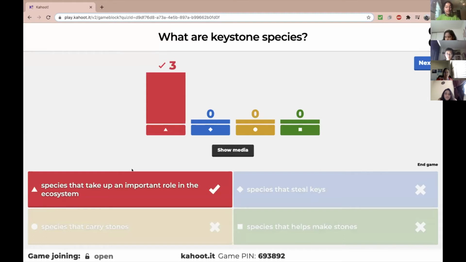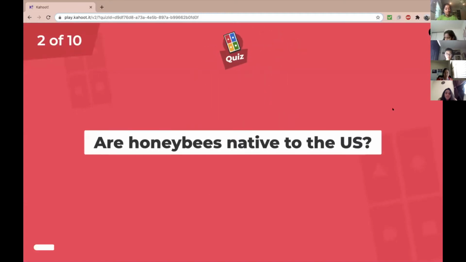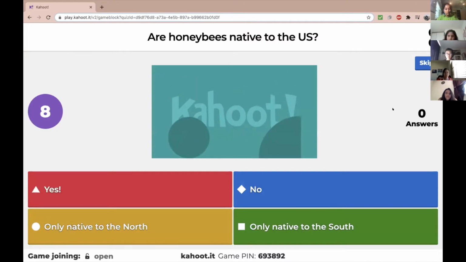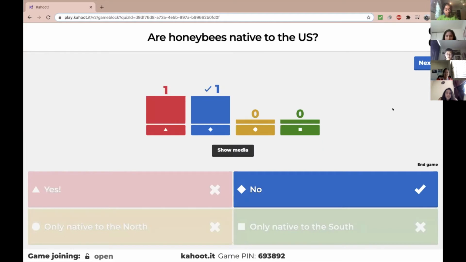Okay, so keystone species are species that take up an important role in the ecosystem, like the one keystone we saw in the bridge in the slide that Chandu presented. Okay, so honeybees are not native to the US, they are native to the European region.